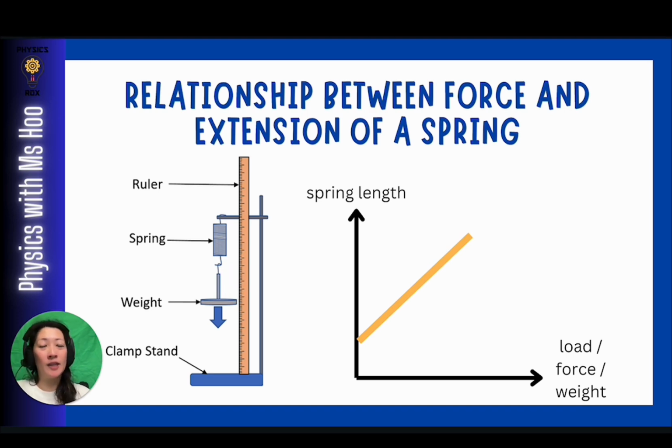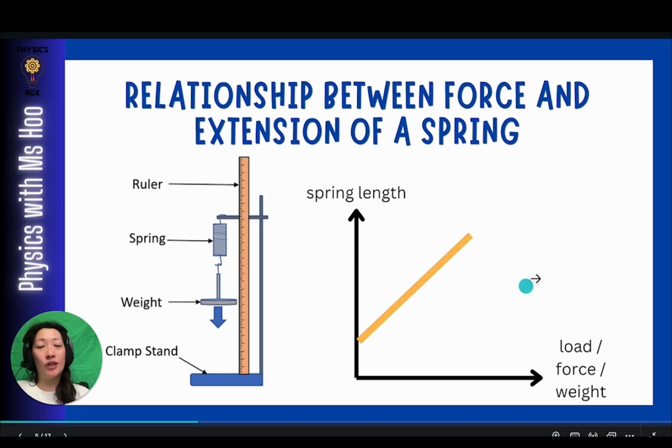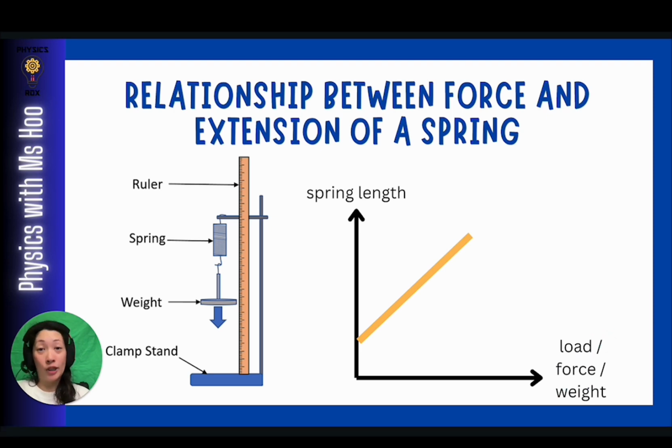And based on the data of the experiment collected, if you were to plot a graph, you would get a linear graph that looks just like this. So on the x-axis, I've written here load or force or weight because it depends on the questions and how they phrase what should be on the graph. So the load here means what we're hanging from the spring.